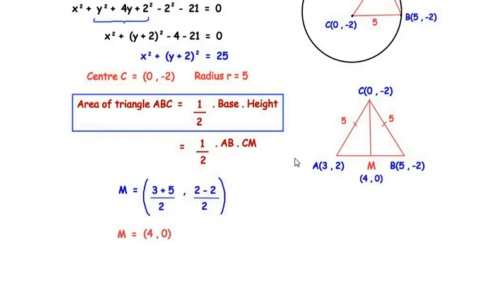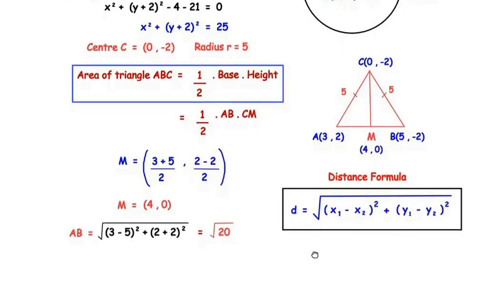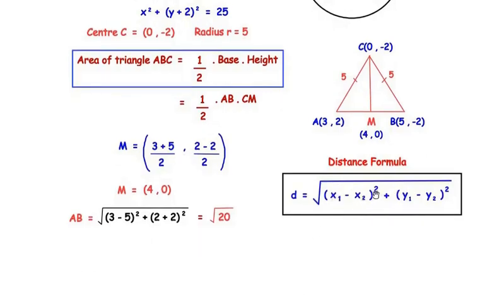Now once we have got this, let us try to find out the length of AB and the length of CM. So for this we are going to use the distance formula. So the distance formula is given as square root of x1 minus x2 to the whole square plus y1 minus y2 to the whole square. Now let us begin with AB. Now here I have considered the coordinates of A as x1, y1 and coordinates of B as x2, y2. So plugging in this formula, we get the value of AB as square root of 3 minus 5 the whole square plus 2 minus of minus 2 gives us plus 2. So 2 plus 2 the whole square. So this is going to give us the value of AB as square root of 20.